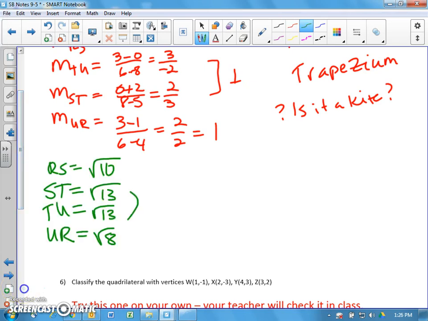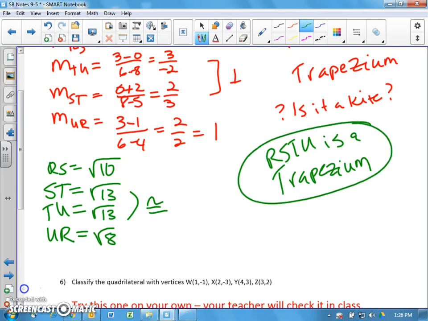What we find here is that we have one pair of congruent sides, but not two. To be a kite, I would have to have both pairs congruent. So what we find is that what we have here is a trapezium. And this was RSTU. And there's our finding right here.